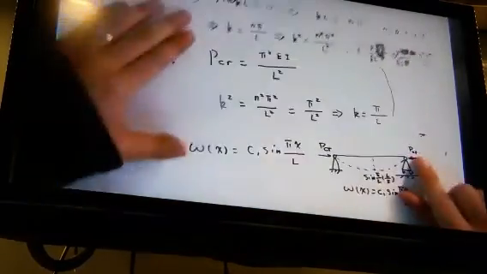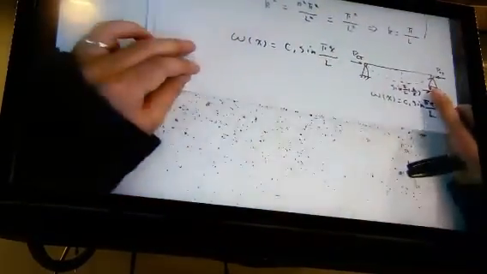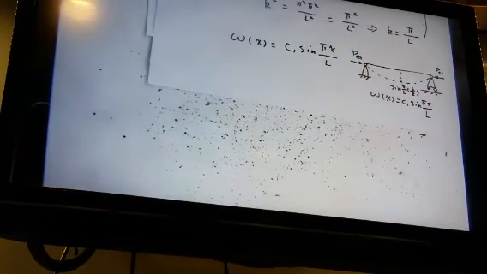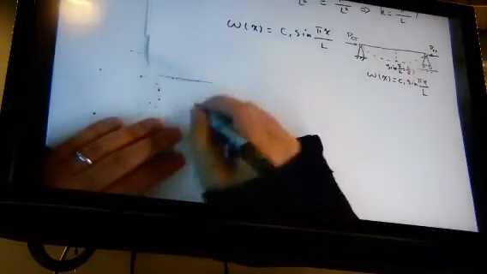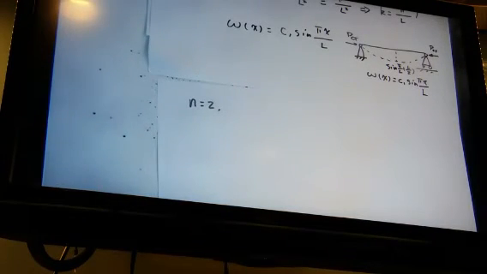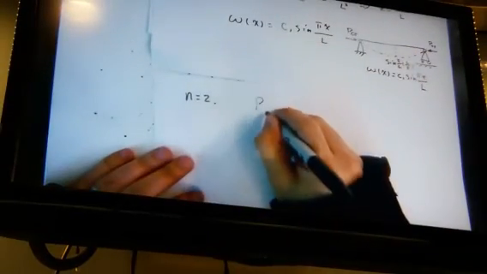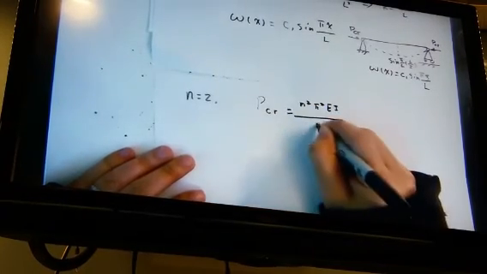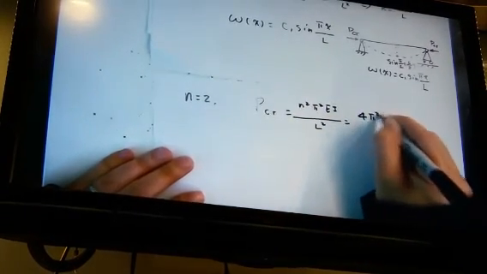The first buckling mode. What if you keep on increasing the loading? This is the minimum buckling loading, right? What if n equals 2? Even if you already have buckling, if you keep on increasing the loading, the structure will continue to deform. What is that deformed shape? When n equals 2, PCR will be n square pi square EI over L square, which equals 4 pi square EI over L square.